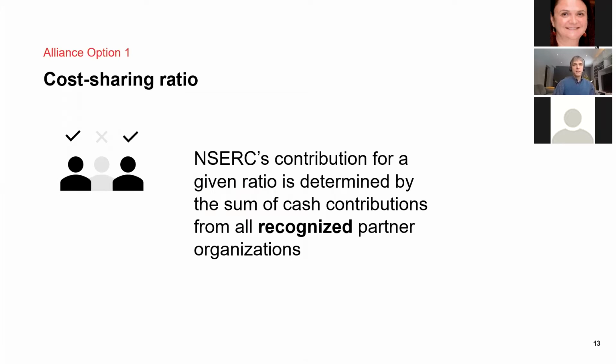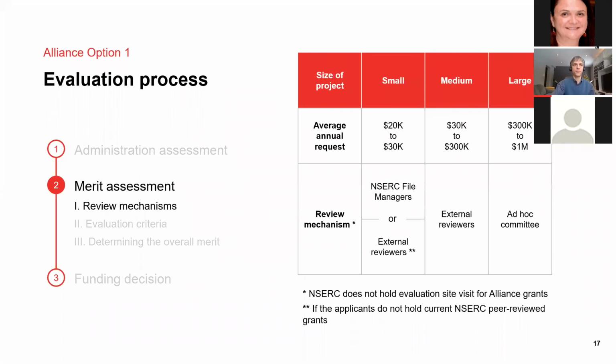And in the end, what determines the maximum cash that can be requested from NSERC is the sum of all cash that's recognized for cost sharing. So if you have, let's say, a partner that's not recognized, you have your total budget, you subtract that amount, the amount that's not recognized for cost sharing, and then the remaining is divided between NSERC and the partners that are recognized for cost sharing.